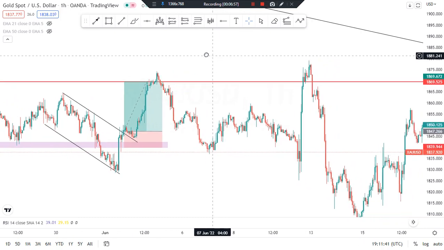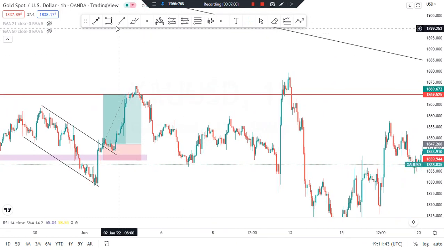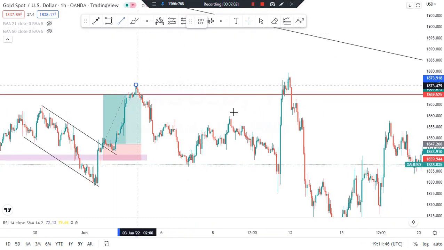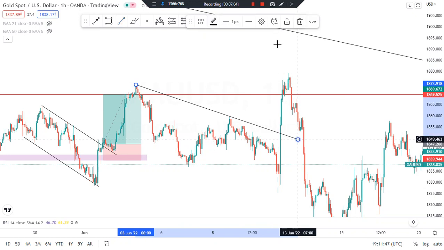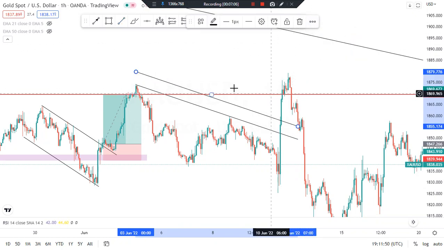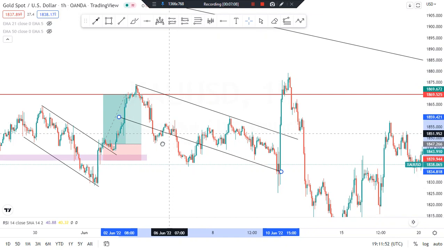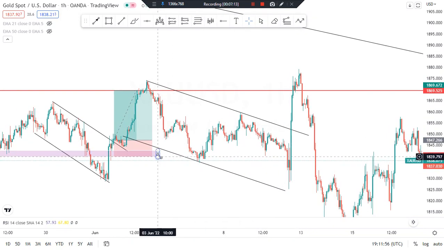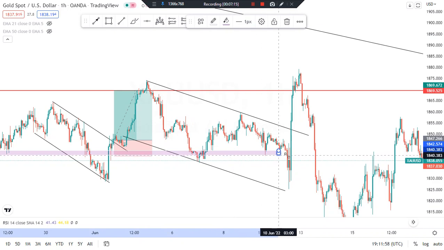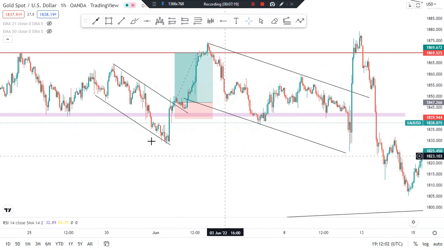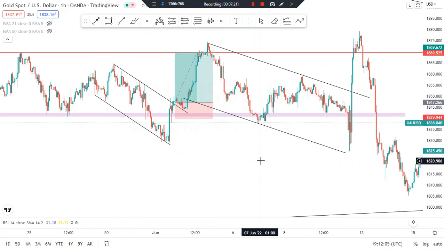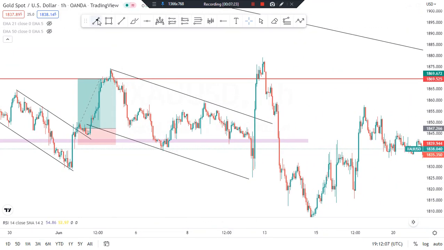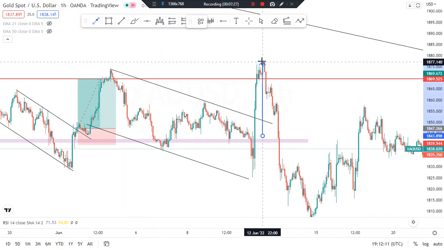Okay, so moving on, I can see a structure that is built up in this area. So this is the structure that we are having, this structure here. As you can see, it actually respected this same line. So it means this area has been rejected multiple times. So we'll be looking for a short-term buying position to the upside, up to maybe around this area.